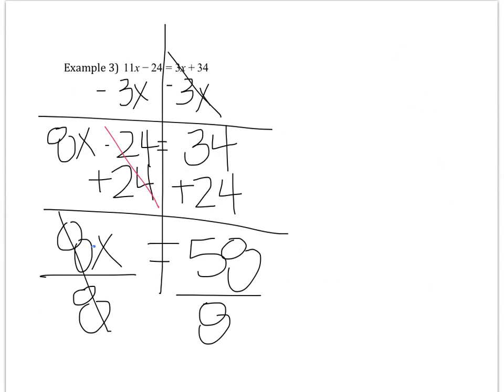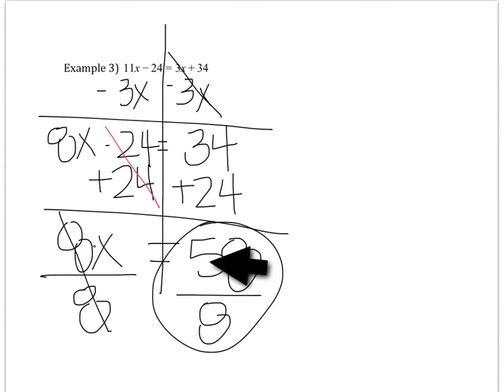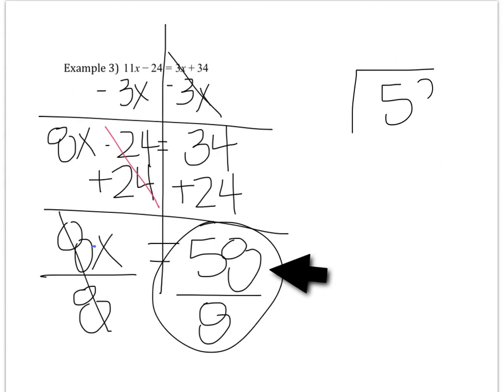My 8s on the left side will cancel. So I have x equals 58 over 8. What I'm going to do is convert this improper fraction into a mixed number. Remember, in order to do that, our numerator, which is 58, is going to go as our dividend, or the number inside of your long division. Our denominator, which is 8, is going to become our divisor, the number outside.